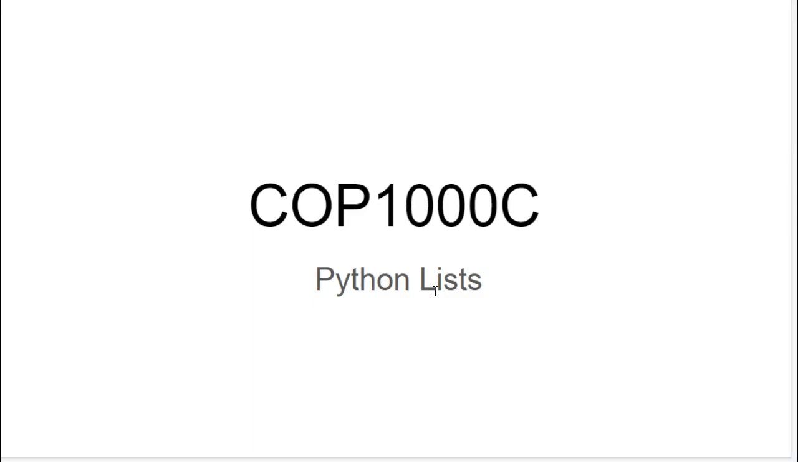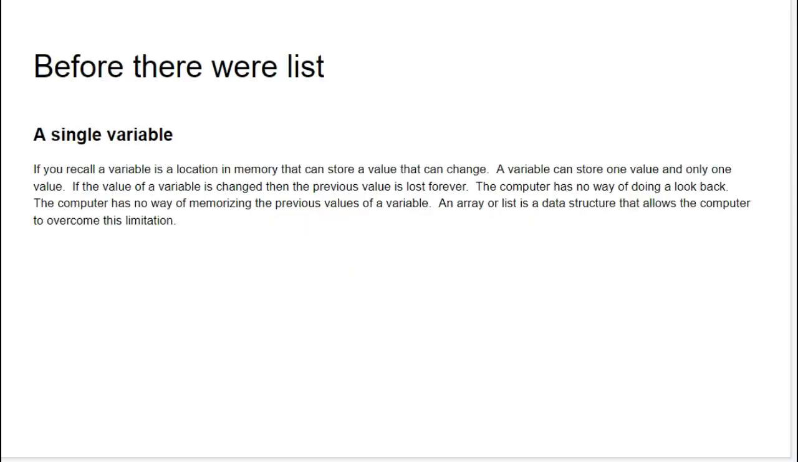Our final major topic for this course is lists, Python lists. Before there were lists, we used single variables. If you recall, a single variable is a location in memory, and that location can hold a single value. If we change that value, what used to be stored there is gone forever. The computer has no way, when using single variables, to look back. There's no memory to look back, so when we replace the value, the previous value and all previous values are gone forever.